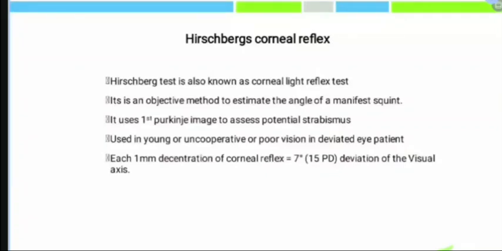So, how can we perform this? The Hirschberg test is also called the corneal reflex test, because it is primarily based on corneal reflex parameters. It is an objective test, as I've already said. Here, the patient's cooperation is needed, but the patient's response is not needed. And it estimates the angle of manifest squint.